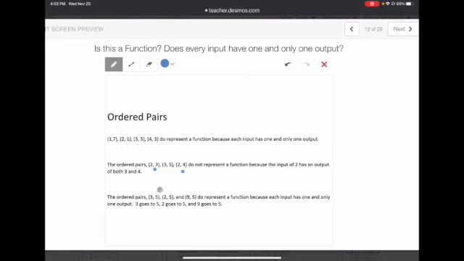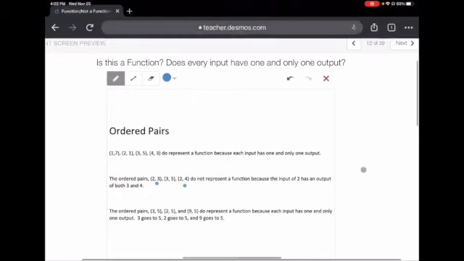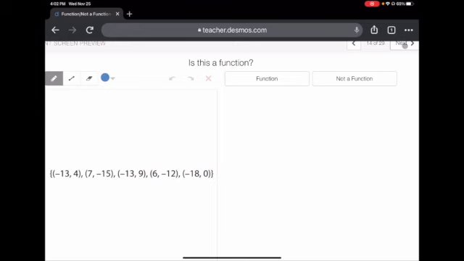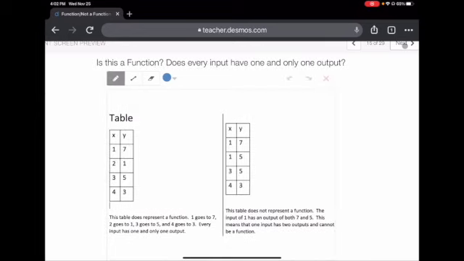Here, 3 goes to 5 and 2 goes to 5. That is still a function because the 3 still has its one output and the 2 still has its one output of 5. And then the 9 also has an output of 5, and that's okay. That is still a function. So try the next couple, making sure to explain your answers, and let's look at a table.